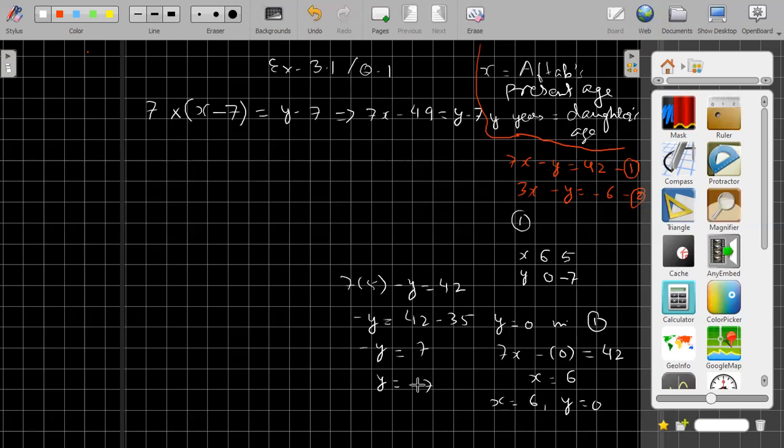What's in the bracket? 7 into 5 minus y equals 42. Okay, got it? So these are the values which are representing equation number 1. For making the graph, we will take these values. Got it? Now we will go for equation number 2.